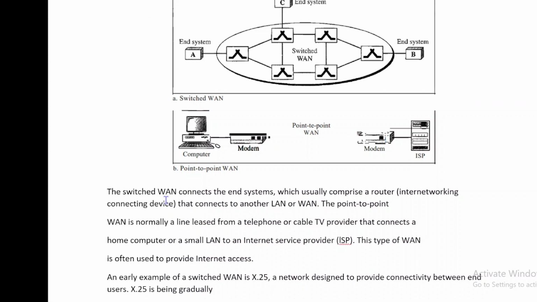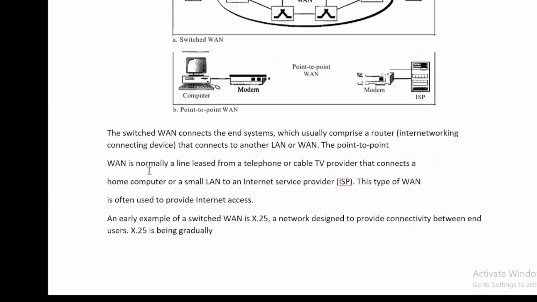The switched WAN connects the end systems, which usually comprise a router, an internetworking connecting device, that connects to another LAN or WAN. The point-to-point WAN is normally a line leased from a telephone or cable TV provider that connects a home computer or a small LAN to an Internet Service Provider, ISP. This type of WAN is often used to provide Internet access.